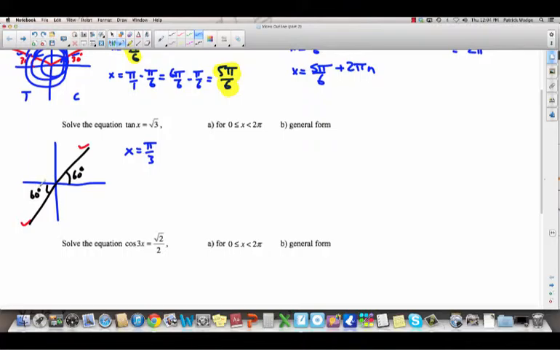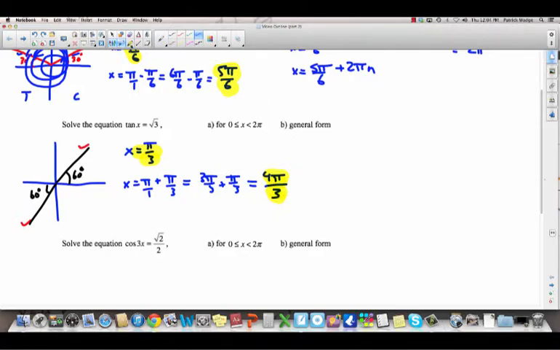And to get this one, you take pi, the 180 degrees, and you add the reference angle, which is pi over 3. If you do that, make it common denominators, 3 pi over 3 plus pi over 3, you get 4 pi over 3. So there's our answers, pi over 3 and 4 pi over 3.